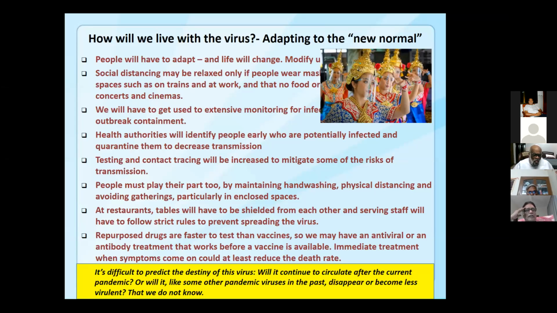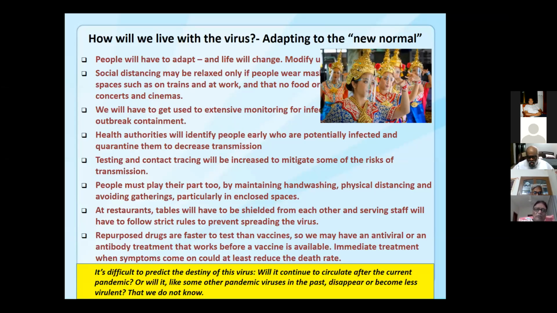and at work. We'll have to get used to extensive monitoring. Health authorities will need to identify people who are potentially infected. Testing and contact tracing will be increased to mitigate some of the risks of transmission. People must play their part too by maintaining hand washing, physical distancing, and avoiding gatherings, particularly in enclosed spaces.